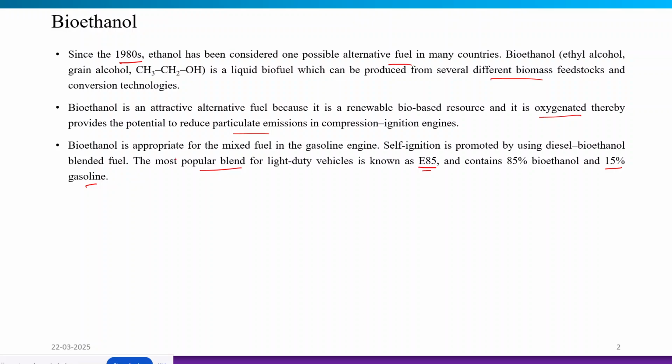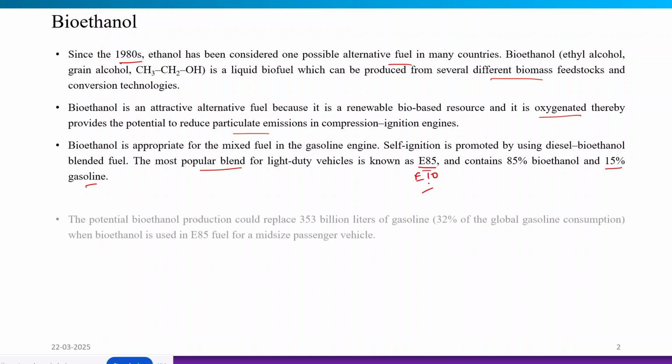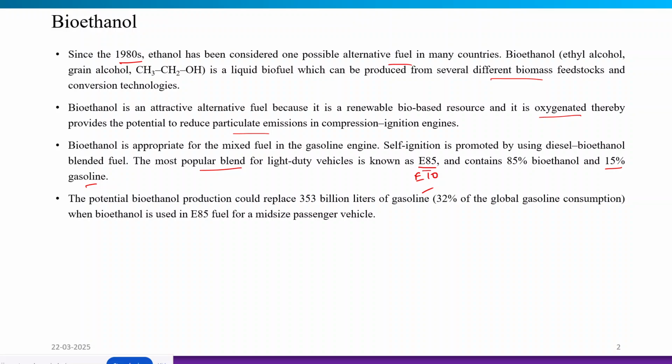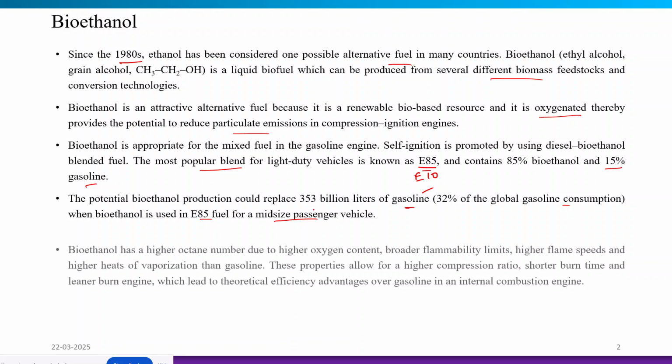But as bioethanol production is still not cost competitive in the market, many countries follow the E10 method, that is 10% bioethanol mixed with the rest gasoline. The potential bioethanol production could replace around 353 billion liters of gasoline, which is almost 32% of the global gasoline consumption, when bioethanol is used in E85 fuel for mid-sized passenger vehicles.